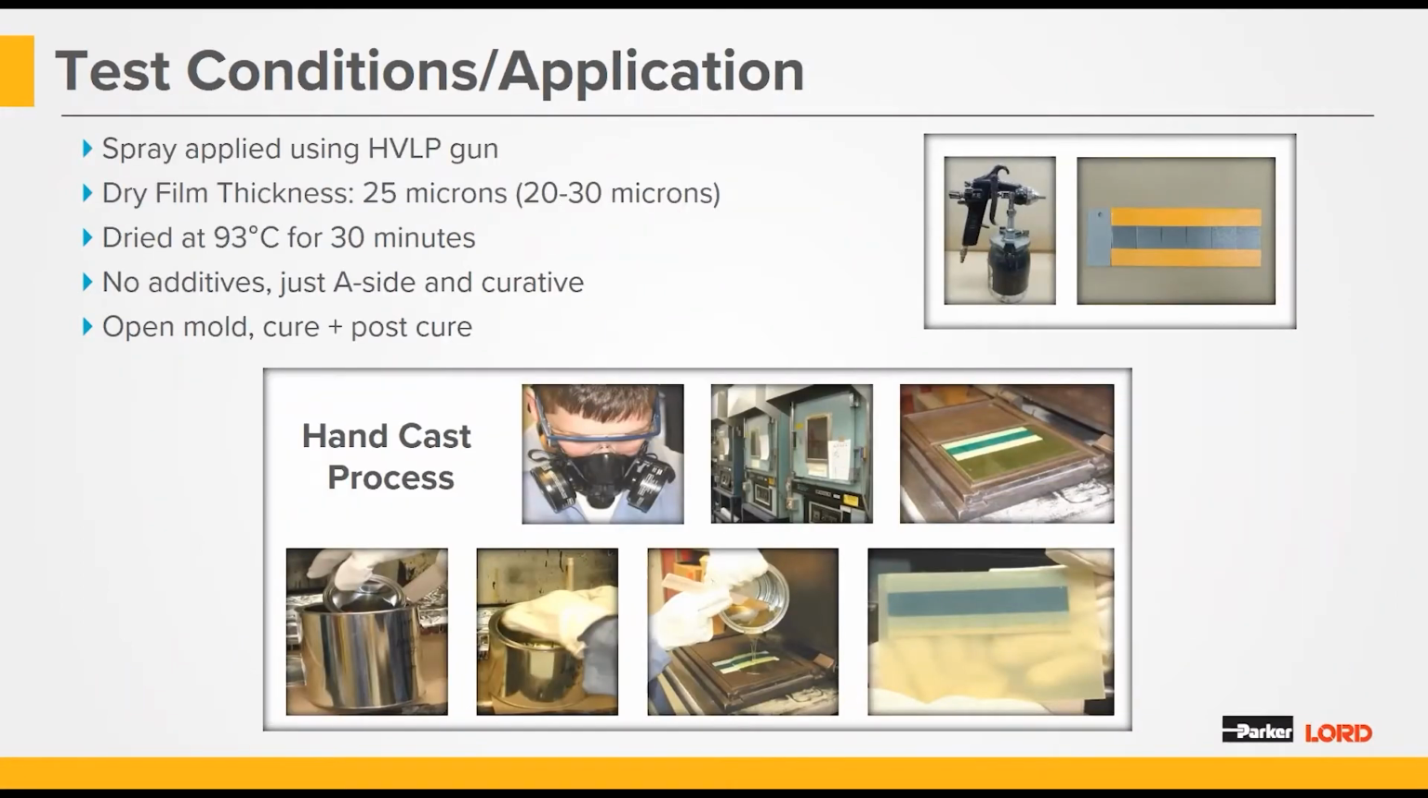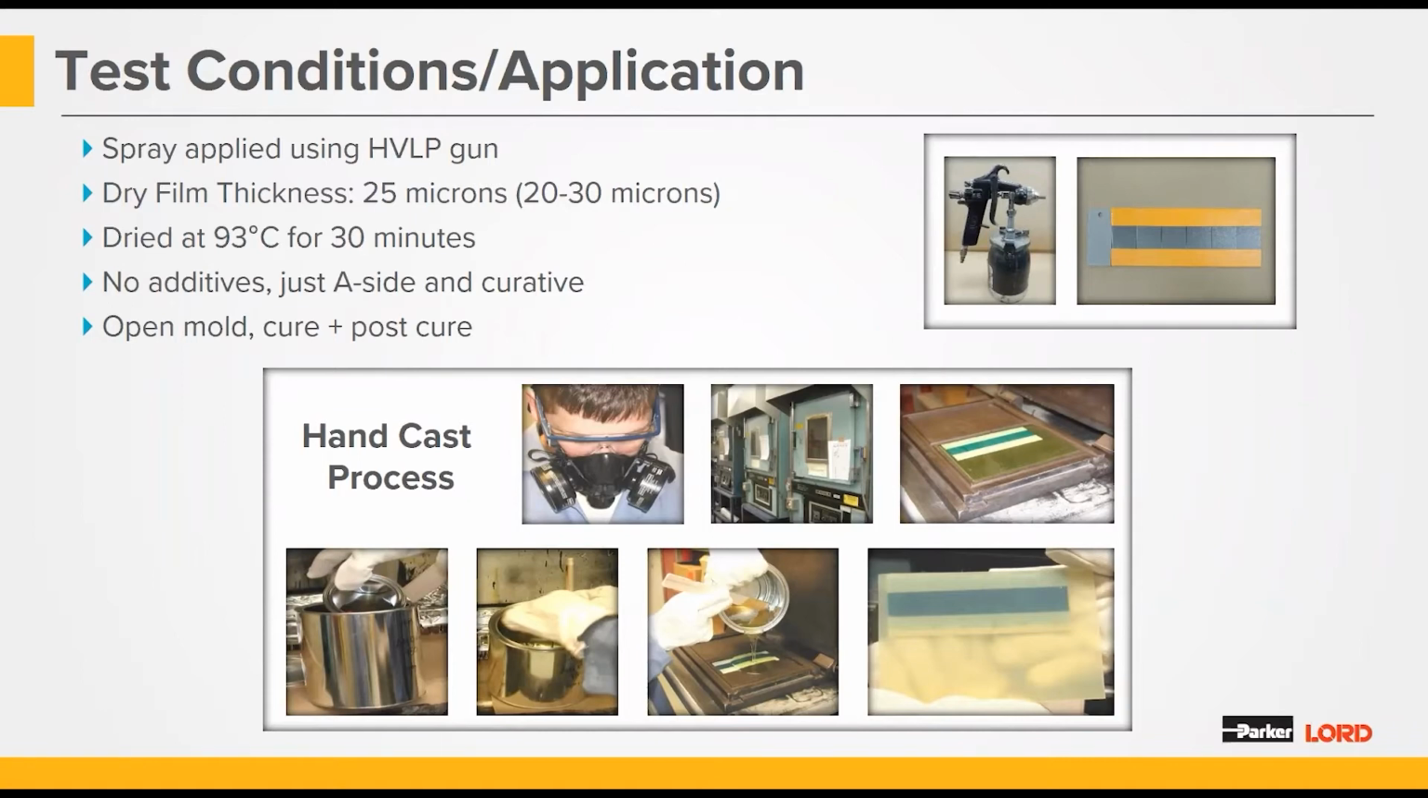Now a bit about test conditions and application. These were spray applied using an HVLP gun with a dry film thickness of 25 microns, what we were shooting for. However, it does work between 20 and 30 microns. And later on, Christina will talk about a refinement of the DFT and how that affects the performance. These were dried at 93 degrees C for 30 minutes, no additives, just the A side and a curative. Open mold, cure plus post-cure.